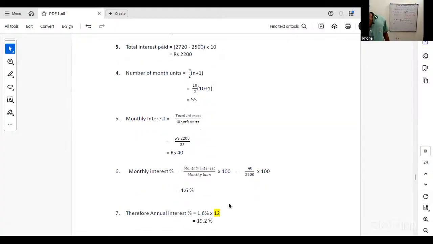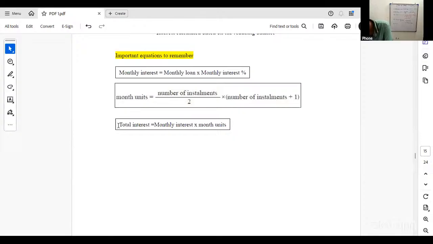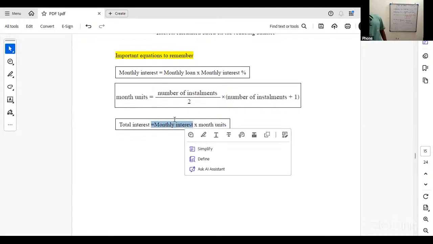Fifth step is the monthly interest. Now in this case, in this second model, how to find the monthly interest? You can subject the monthly interest by dividing the total interest by the month units. Why is that? Now we learned this equation. The total interest equals the monthly interest into month units. Now in this step, we have to find the monthly interest. So to find the monthly interest here, we have to subject the monthly interest part so that we can get total interest over the number of month units. Understood?